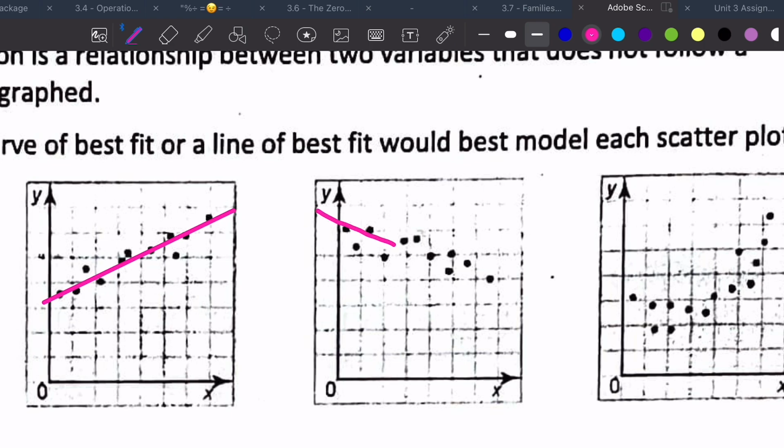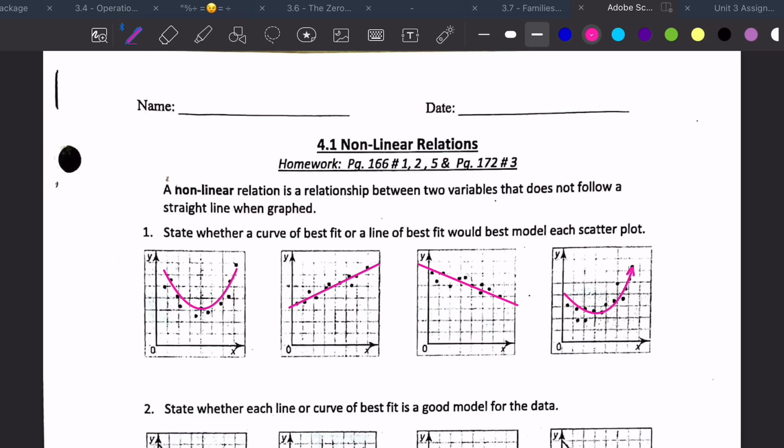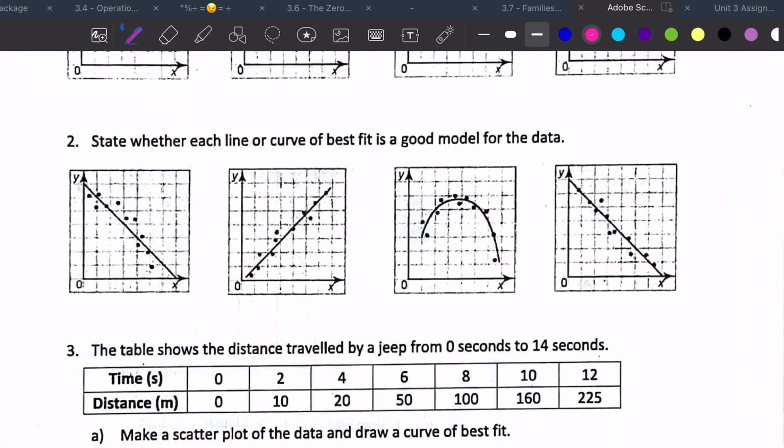Same thing. I think I could draw a line through this to hit all the points. What about this last one? I think a curve too. Something like that, right? To hit all the points. So sometimes it's not a line to do a best fit, right? Even with these ones, it's just getting you to identify which one's a line and which one's not a line.